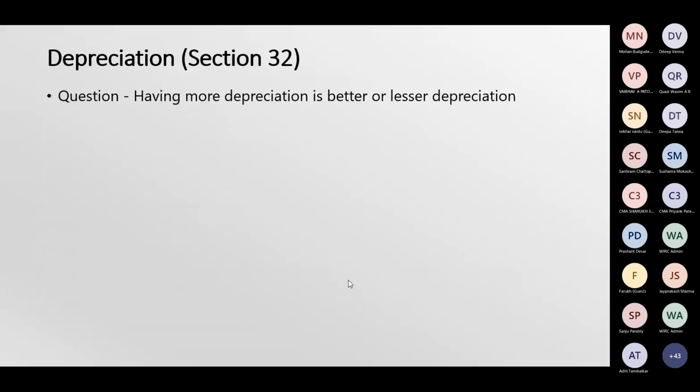Now moving on to the deductions part. Now, I know that these online sessions at times make it a bit problematic to be interactive, but let me just ask you one basic and simple question. Having more depreciation is better or having lesser depreciation is better? Either you can unmute yourself and answer, or you can simply put it in the chat box.